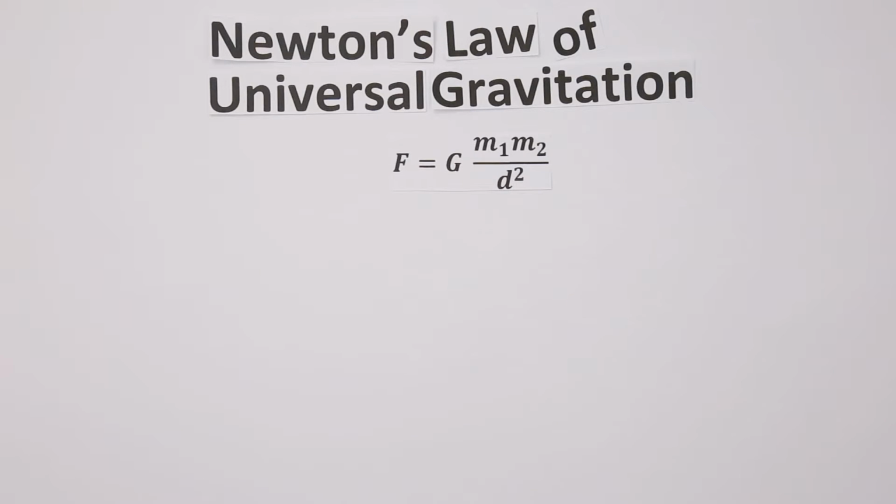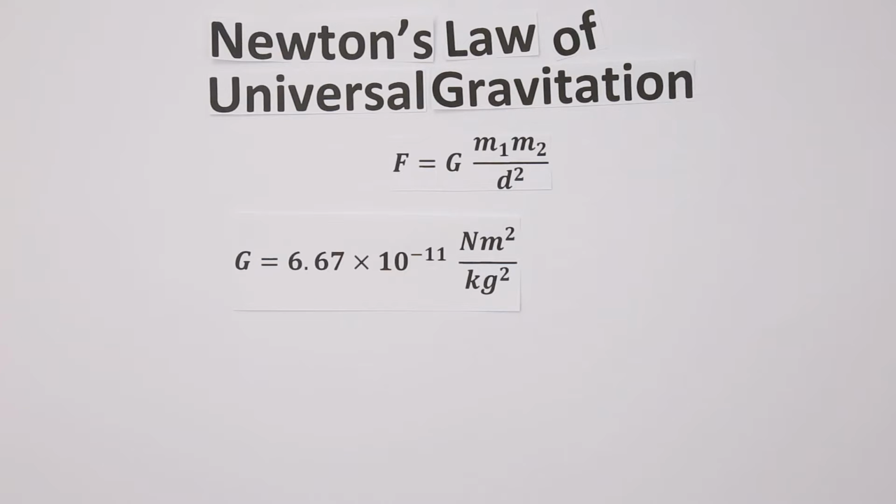Now, don't get too caught up on the universal gravitation constant. It's simply a constant that relates the force to the mass and the object-to-object distance. It is a very small number with a value of 6.67 times 10 to the negative 11 Newton meters squared divided by kilograms squared. Okay, that's all pretty simple so far.